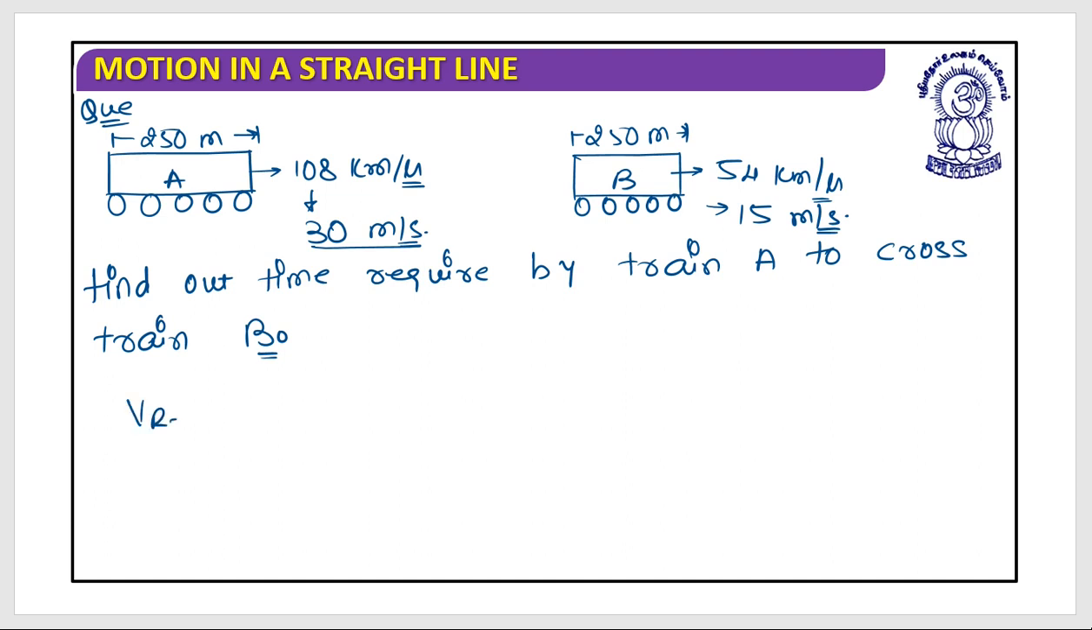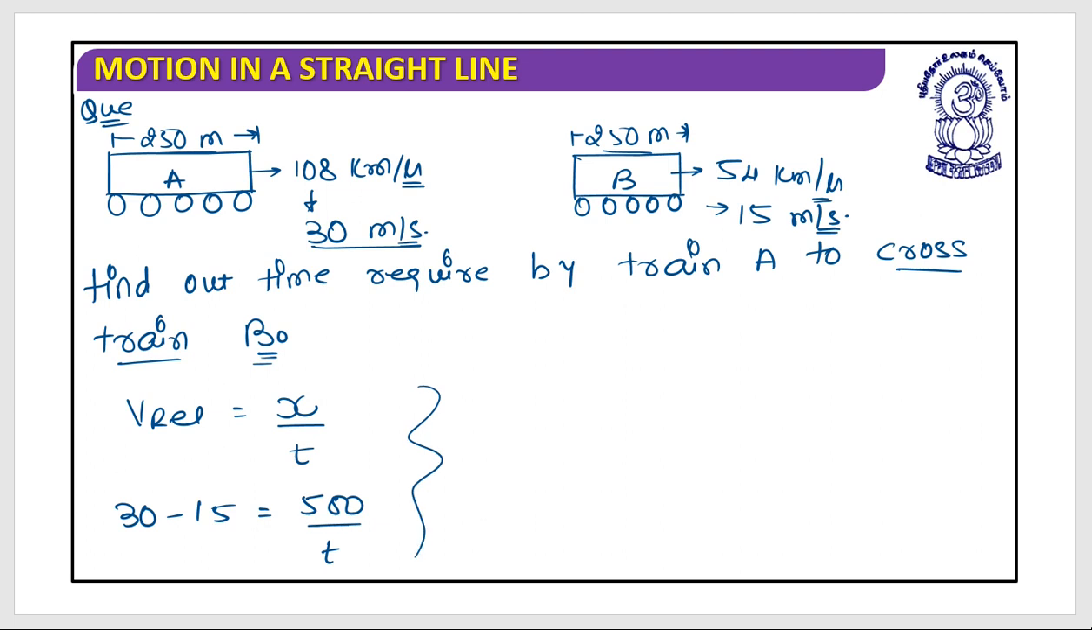If they are moving in the same direction, then I should write v relative is equal to distance traveled divided by time taken. As these two are moving in the same direction, I need to subtract. So this is 30 minus 15 should be equal to, now listen to this very carefully. They need to cross it, and when you need to cross it, you need to travel the distance of that train also. So for train A to travel, 250 meter of himself and 250 meter of train B as well. It's 250 plus 250. This is 500 divided by t. Yes, I hope these things are clear.